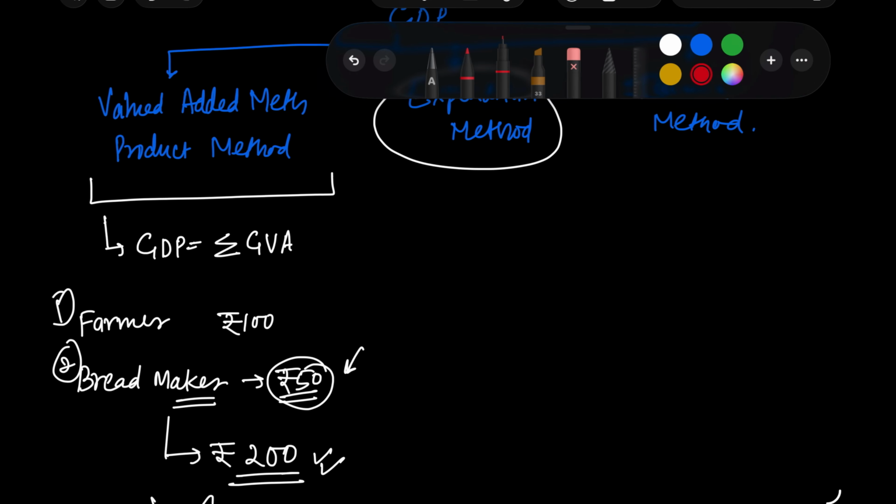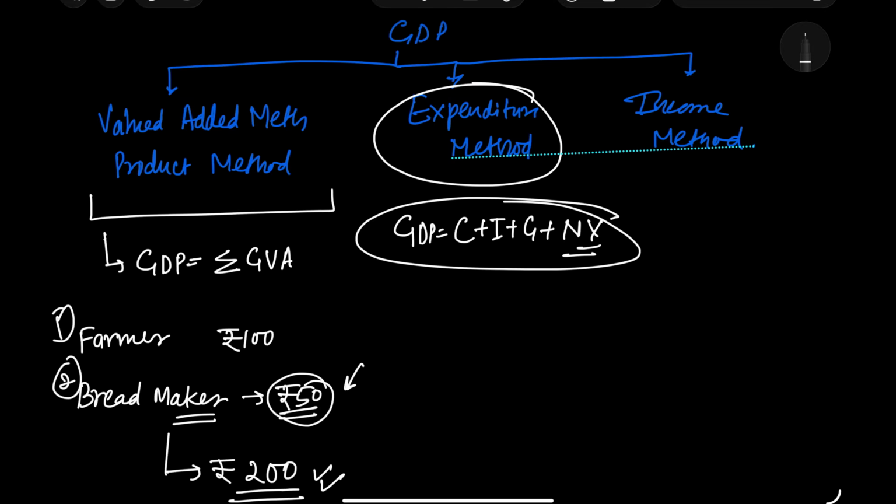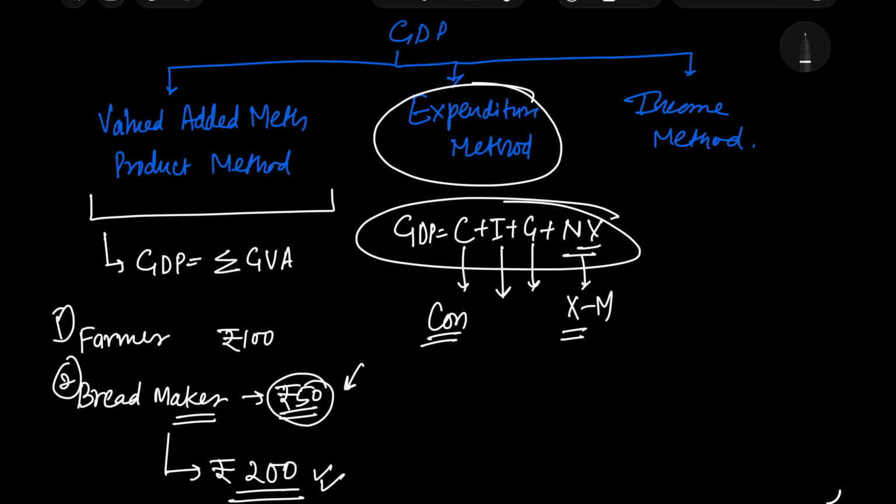Now in the expenditure method, GDP is equal to C plus I plus G plus NX. Now all of this is the consumption part. C means consumption of goods by households, and I is the investment, which is the consumption of capital goods by the household. G is the consumption of goods by the government, which can be consumption goods, FMCGs, durables or capital goods. And NX is X minus M, where X stands for exports and M stands for imports.